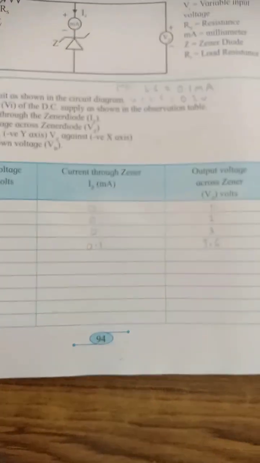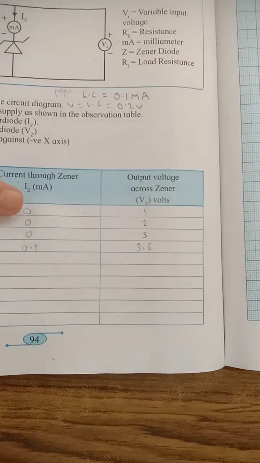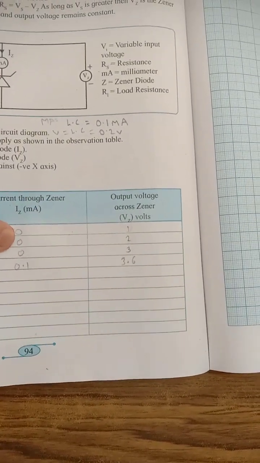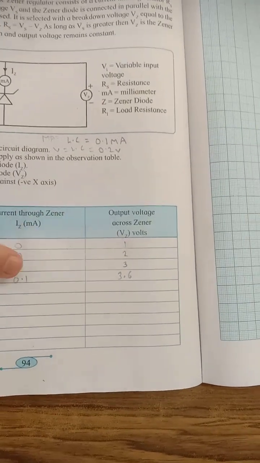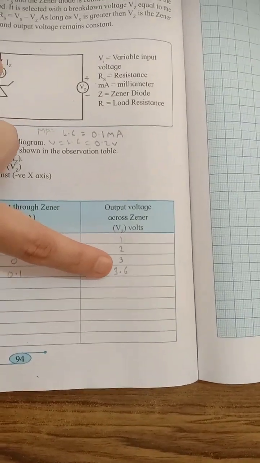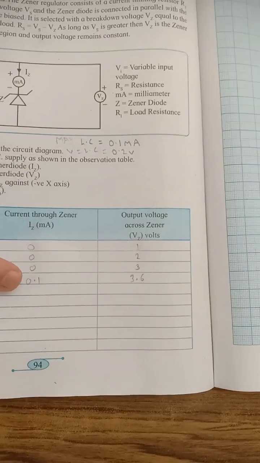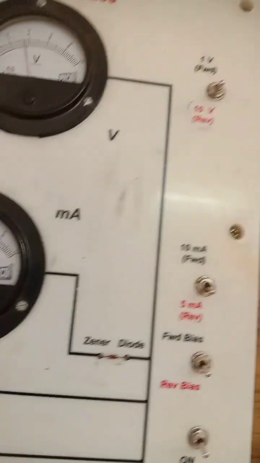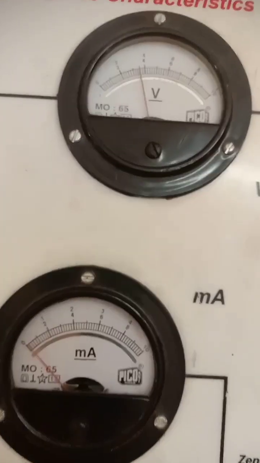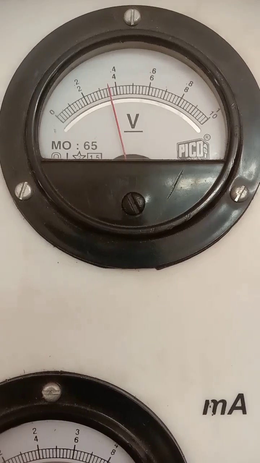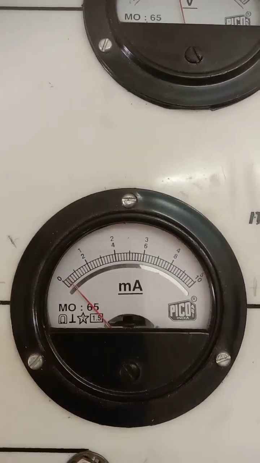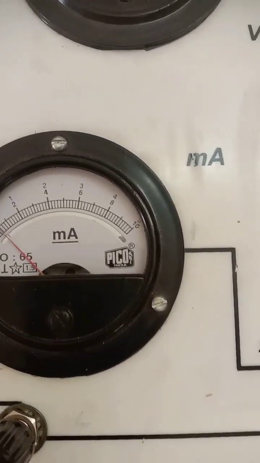So we are going to take the readings like this. For 1 volt, current value is 0. For output voltage 2, current value is 0. For output voltage 3, current value is 0. But for the output voltage 3.6, current value is 0.1 milliampere. Now we'll take the readings at a difference of 0.2 volt. So take the reading for 3.8. Current value is 0.2.